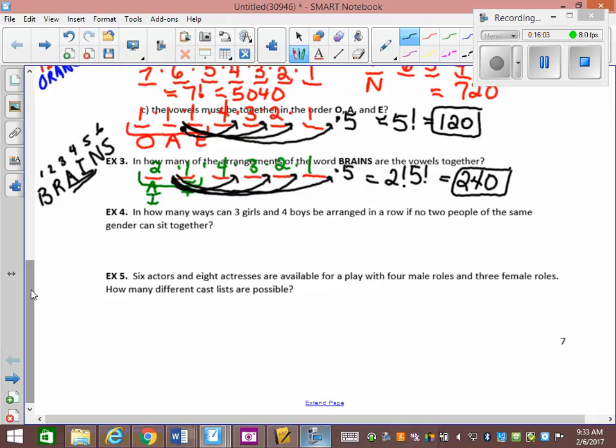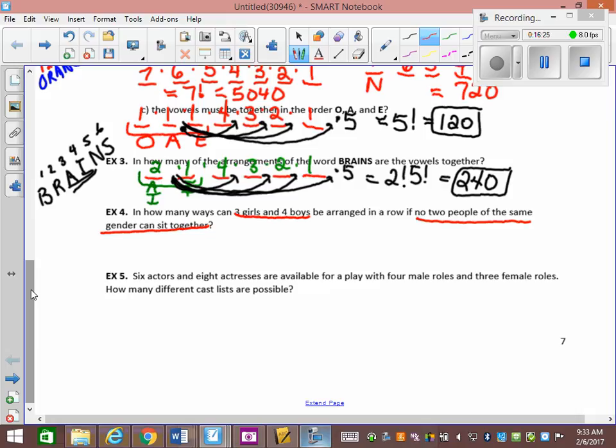Example 4, we're going to do 2 ways. We're going to do it the exact way this is, and then we're going to make even number of girls and boys and see what happens. Difference and change, okay? So, in how many ways can 3 boys, or 3 girls, sorry, and 4 boys be arranged in a row if no 2 people of the same gender can sit together?